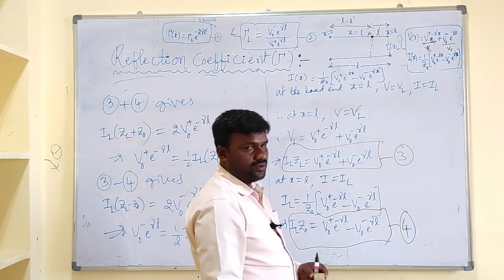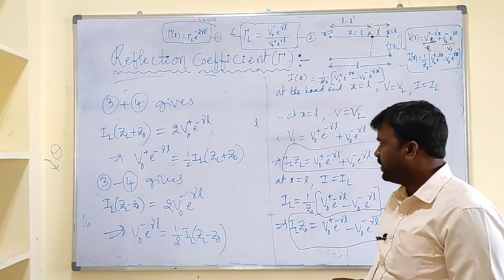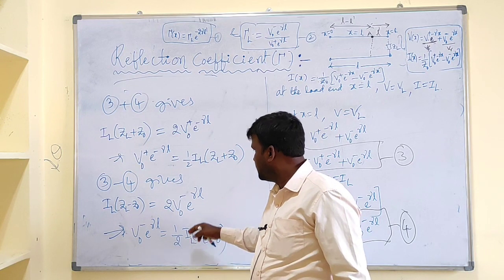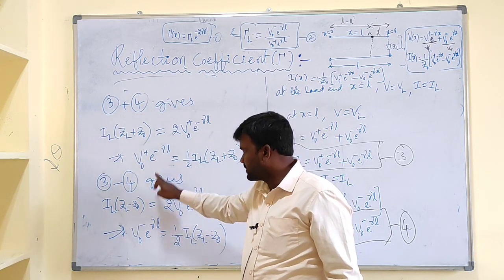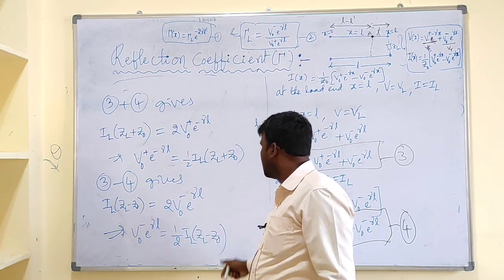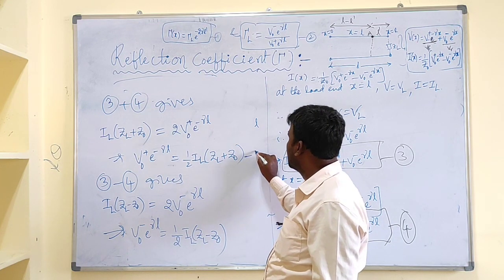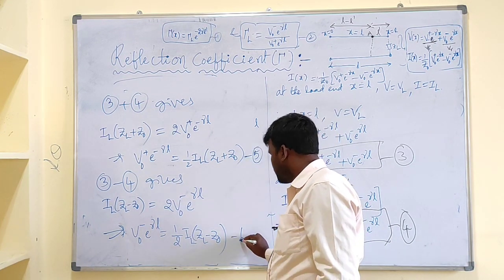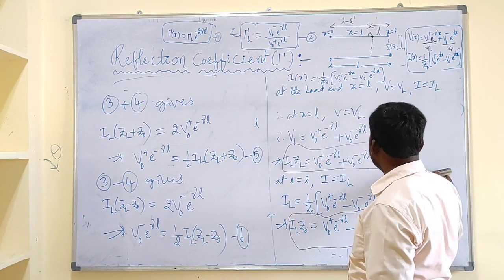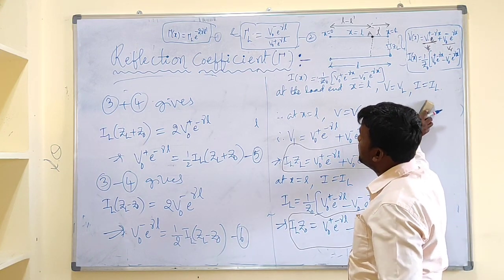Now what we need to do is substitute V naught plus e to the power minus gamma L and V naught minus e to the power gamma L. Let us take these as equation number 5 and 6. Substitute equations 5 and 6 in equation number 2.